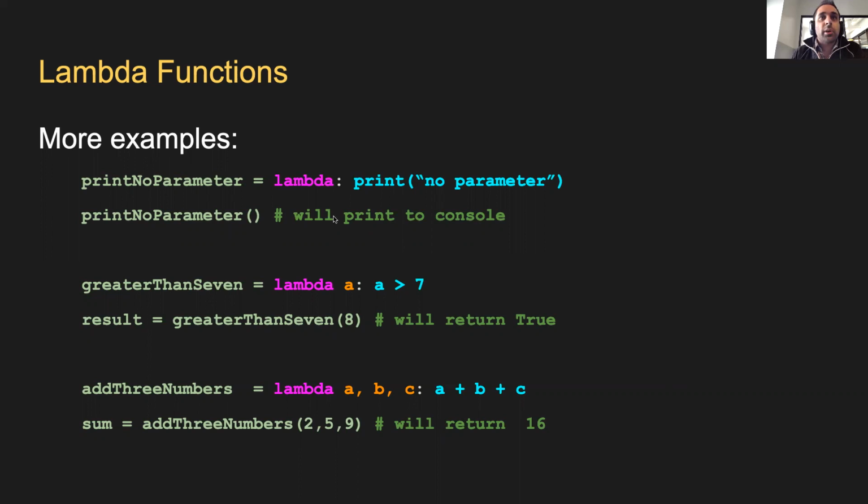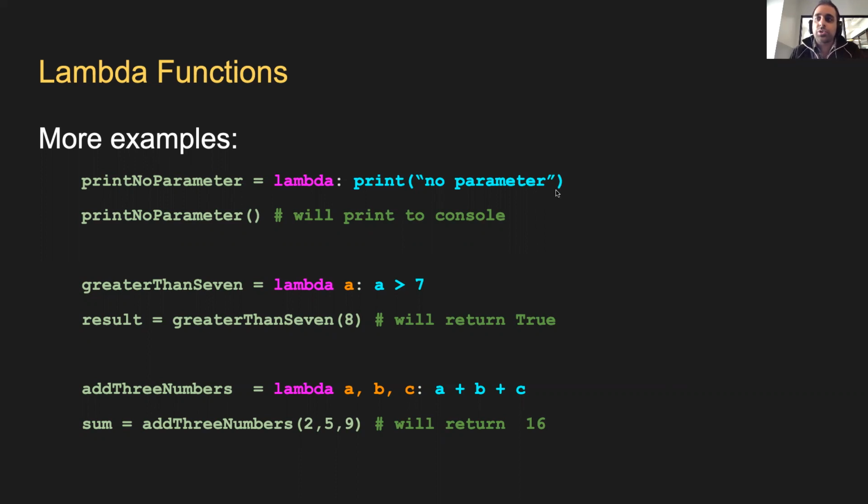So you can have no parameters. If you have no parameters, you just use lambda colon, notice there's nothing between there, and just print or return whatever you want. In this case, this function is printing out something to the console. It's going to return none, right? So in this case, I'm taking in no parameters. I'm also returning nothing out of this function.